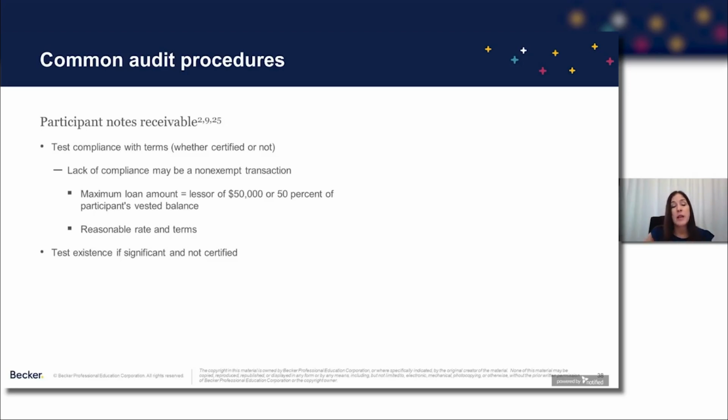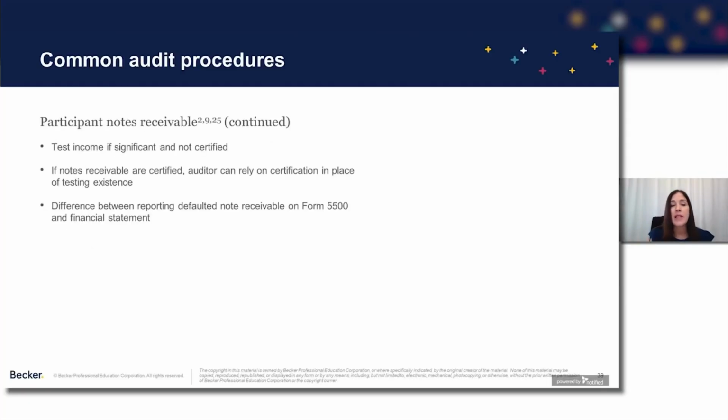with the plan document and the IRS provisions, which state that the maximum loan amount is limited to the lesser of $50,000 or 50% of their vested account balance. Has to have a reasonable stated interest rate. The term cannot exceed 5 years unless it's for the purchase of a primary residence, and it must be repaid at least quarterly.